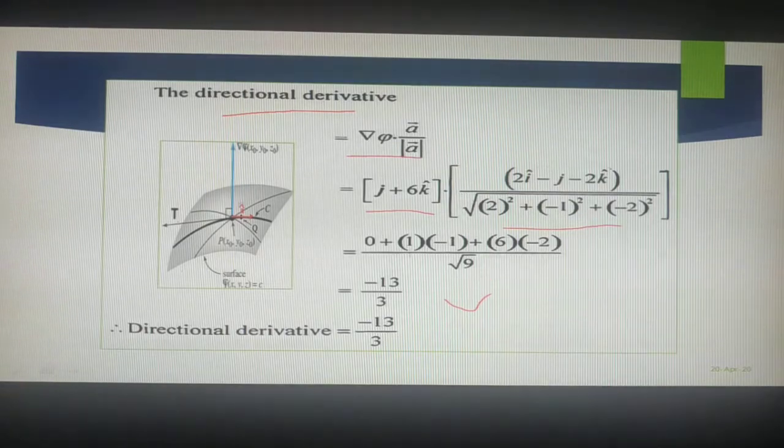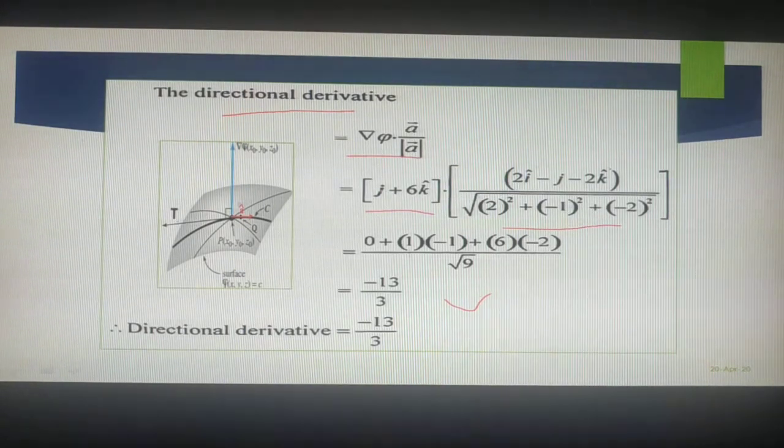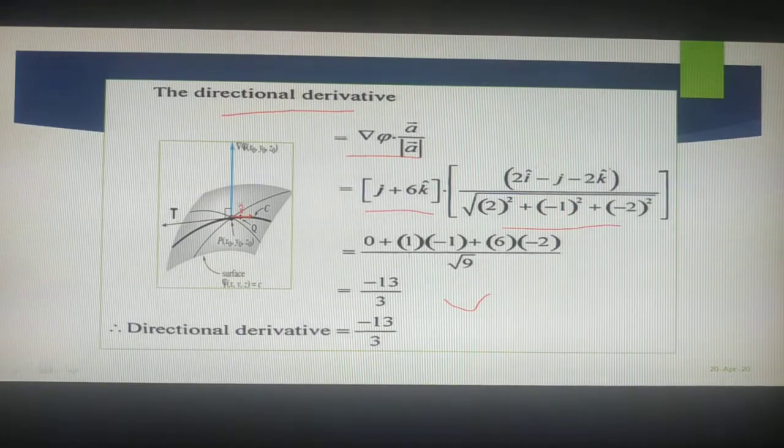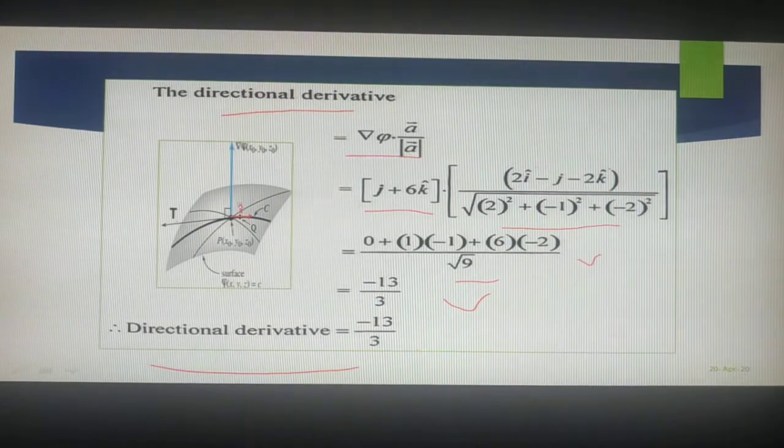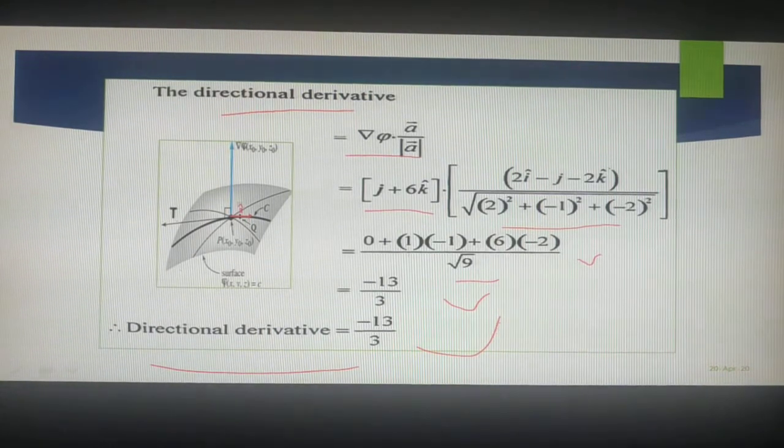So i dot i is 0, and then j dot j is 1, and then 1 into minus 1 will be minus 1. Here 6 into minus 2 will be minus 12. k dot k is 1. Of course this is the magnitude. So you know these operations, and we can easily get the result of this.